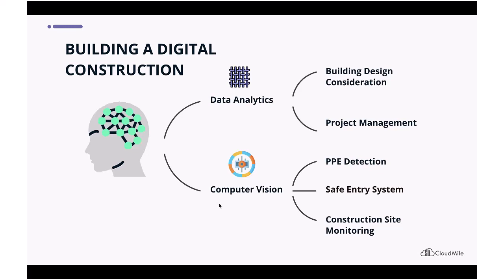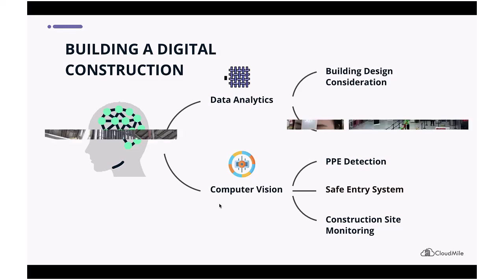Data analytics is purely using data, and computer vision is using imagery, data, or video footage to help build intelligence. Some of the use cases we have, for example in data analytics, are building design considerations. WeWork uses data to understand the most common company sizes that leverage their shared office spaces, and helps build office spaces that fit these different company sizes. Data analytics is also used in project management to help prioritize risk as the project moves along. Computer vision is also used for detection and safety entry systems, and for construction site monitoring.